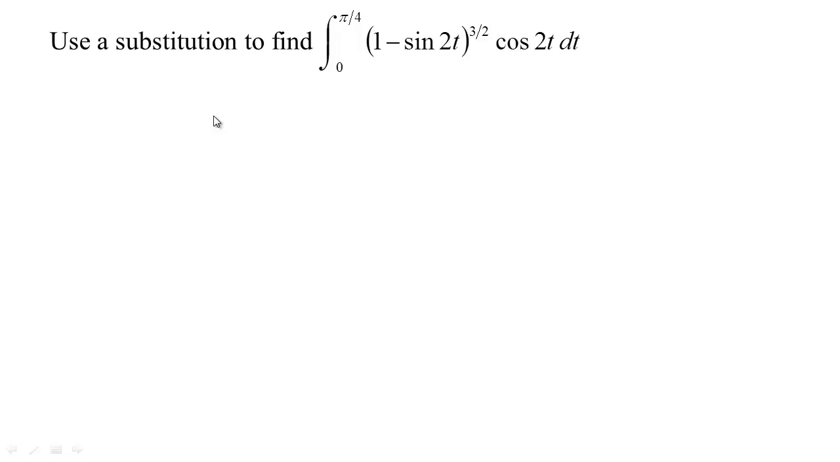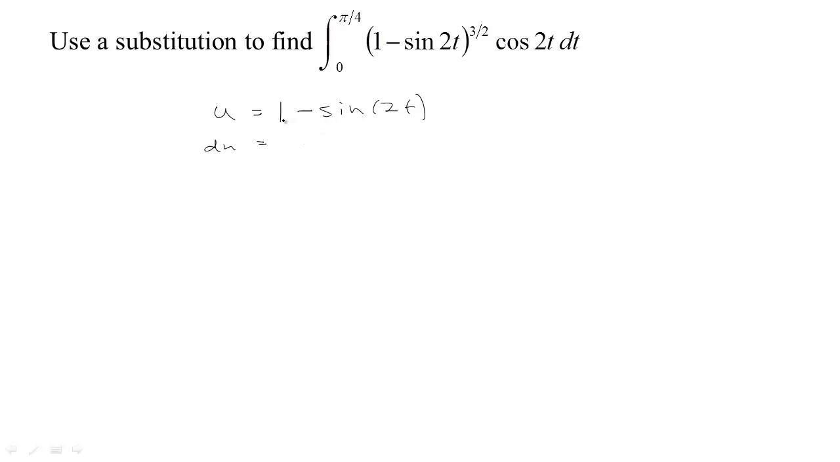Doing a substitution in a definite integral is almost exactly the same as doing a substitution in an indefinite integral. The only thing you have to remember to do is to change the bounds. So for example, in this case, if we choose u to be 1 minus sine 2t, then just like with a regular indefinite integral, we would calculate what du is.